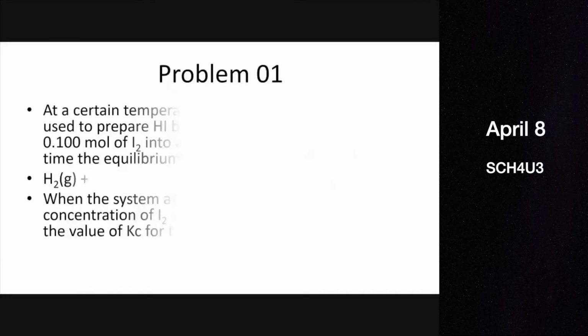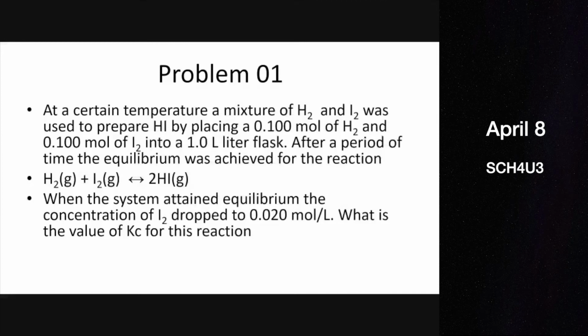So this is the question that you have here. At a certain temperature, a mixture of hydrogen and iodine was used to prepare hydrogen iodide by placing 0.1 mole of hydrogen and 0.1 mole of iodine into a 1 liter flask. After a period of time, the equilibrium was achieved for the reaction. When the system attained equilibrium, the concentration of I2 dropped to 0.20 moles per liter. What is the value of Kc for this reaction? So in order to solve this, we will generate what we refer to as an ICE table.